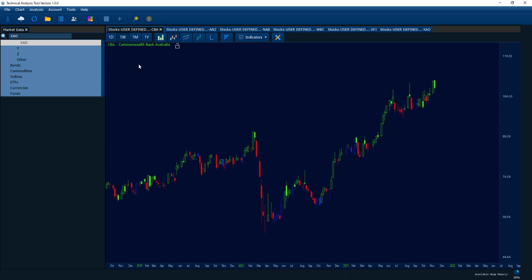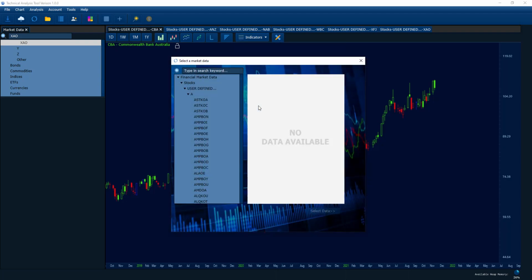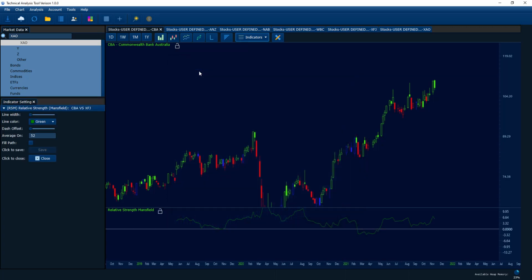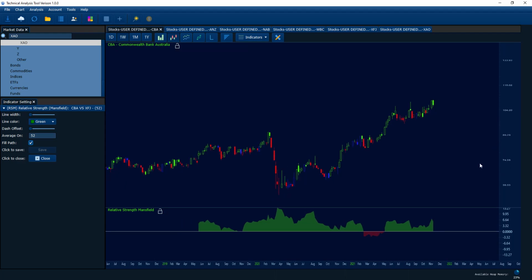For example, the Commonwealth Bank is the biggest bank in Australia. You want to compare this one. Let's just bring up the RSM. Let's compare this one with the financial sector index. As you can see, this stock has well outperformed the banking sector, and let's just close this one.